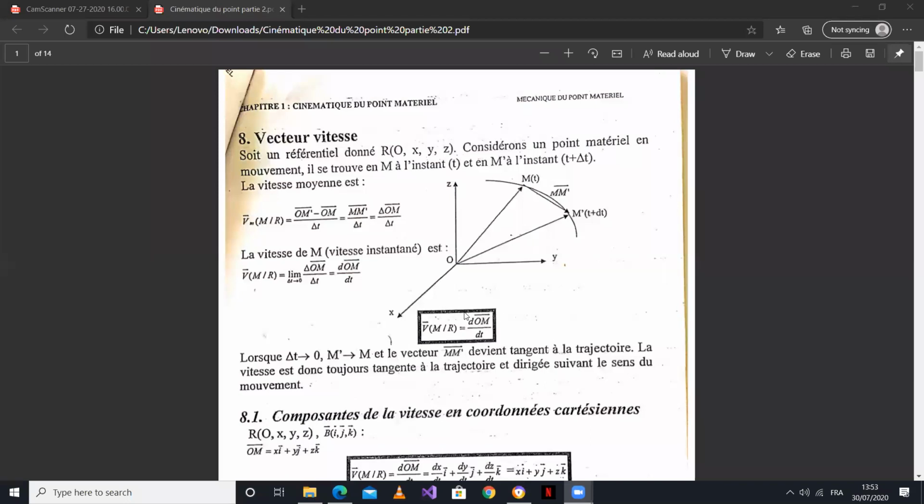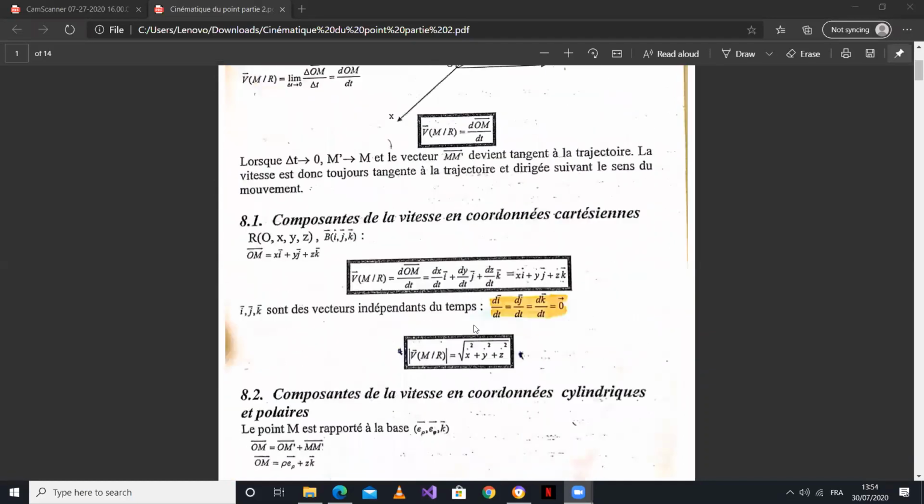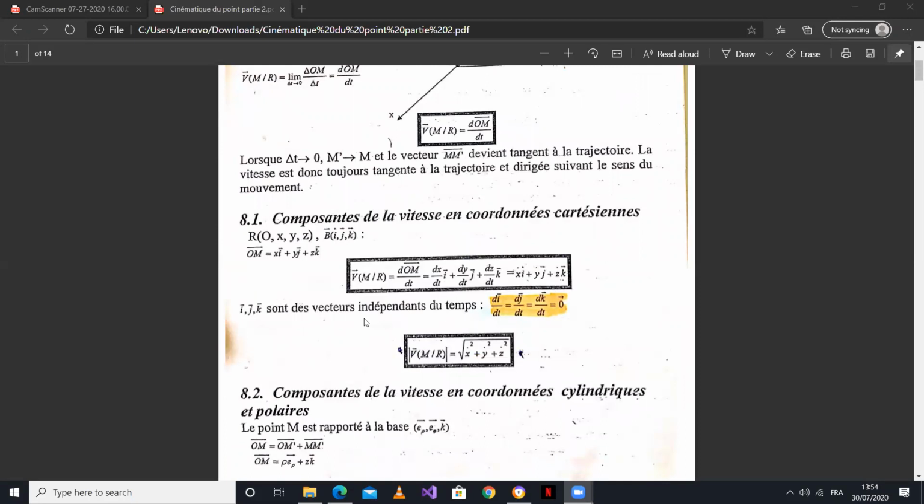That's why we were calculating the vector position, or we were finding the expressions for the vector position when we did the système de coordonnées. We are just going to derive that vector position par rapport au temps, and we get the vitesse. Simply, it's very simple. You get your vector position, you derive it, and you get your velocity. Tout simplement. So now, we will go coordonnée par coordonnée.